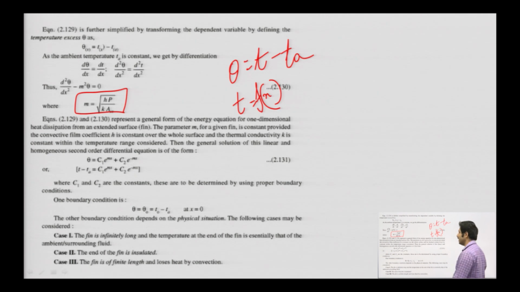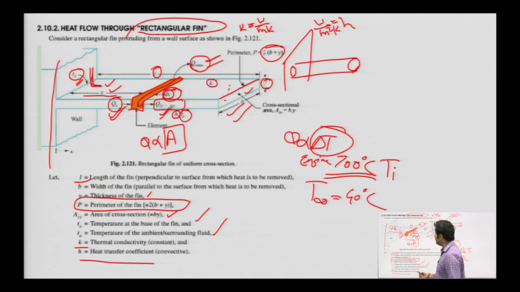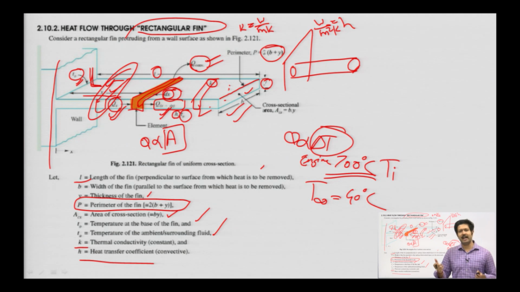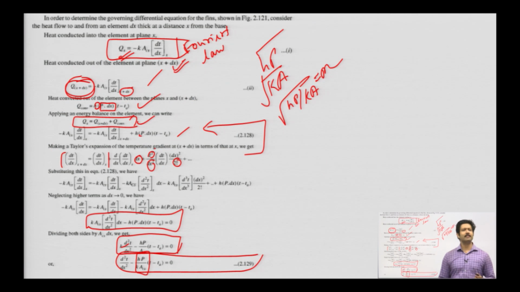X is the distance. So if you go to here, suppose you are taking an element here, the temperature will be different. If you are taking an element here, the temperature will be different, because this element is quite far away from the base, so it will have lesser temperature, and this one is quite near to the base, so it will have more temperature. It will be much hotter than the one that is away. So this temperature actually depends on x. Where is x? Here is x.